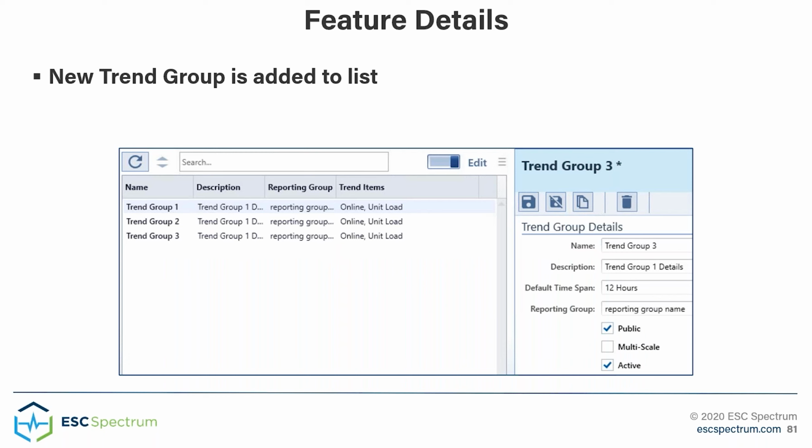And now a user can go in and make edits to that new trend group. Maybe just change the time span, for example, some small thing that they wanted to add without having to redo it all.